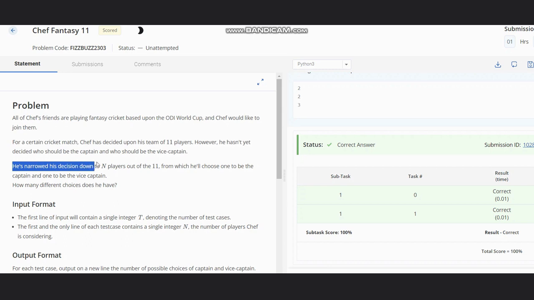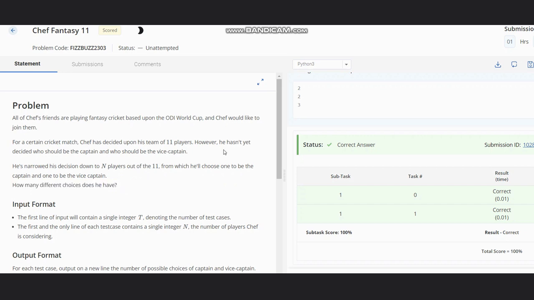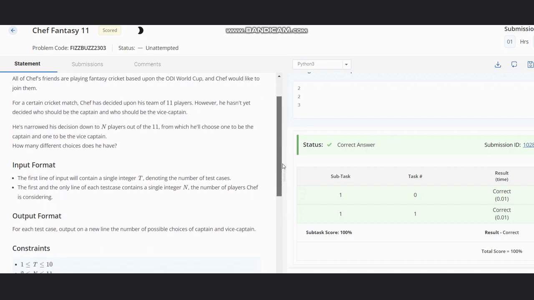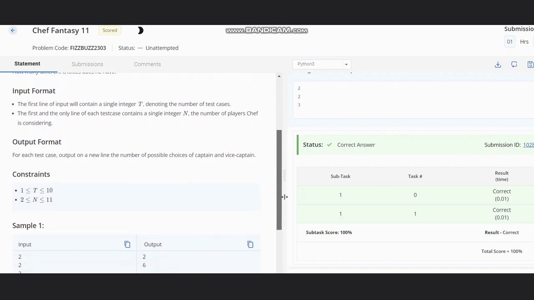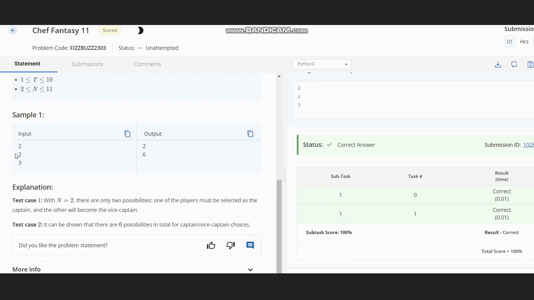He has narrowed his decision down to n players out of 11, from which he will choose one to be the captain and one to be the vice captain. So how many different choices does he have? To get the different choices, we need to check what our n is first. Our input is n, and our output would be the number of possible choices of captain and vice captain.